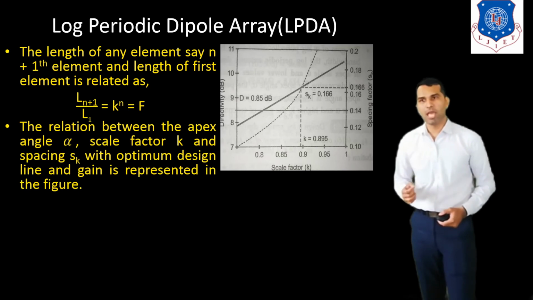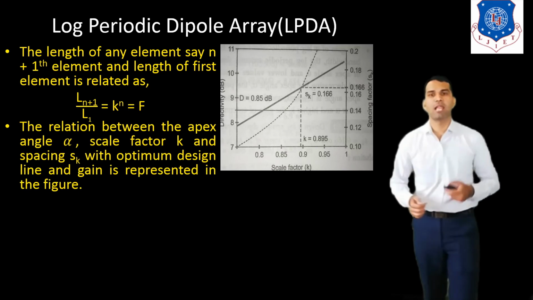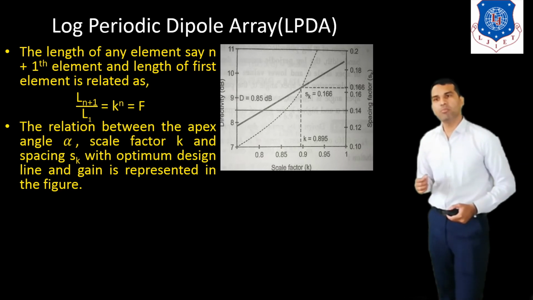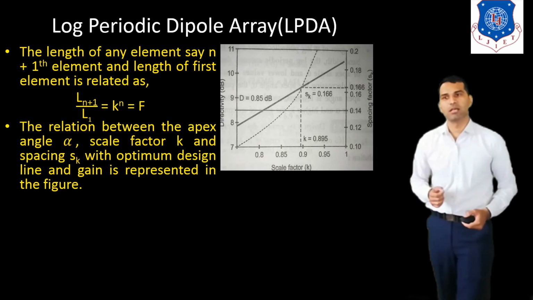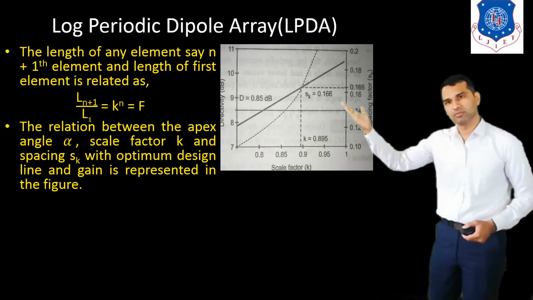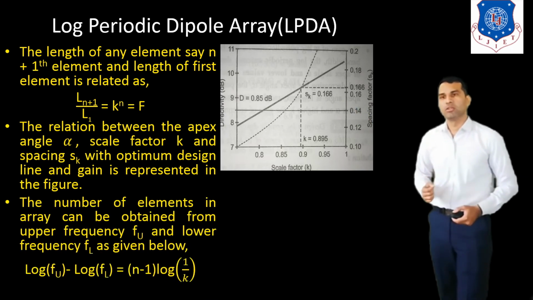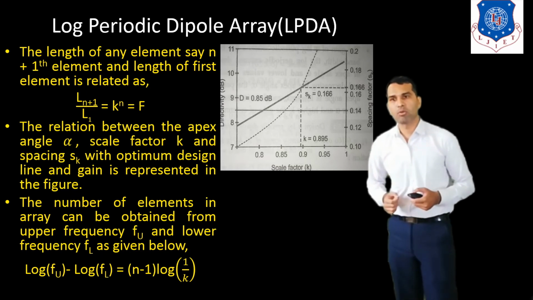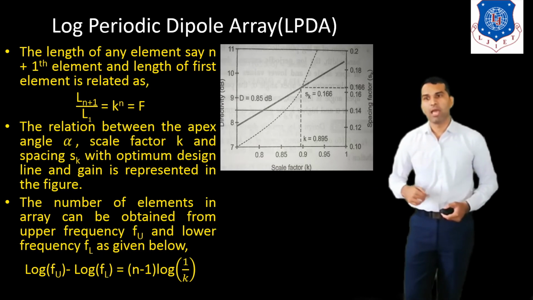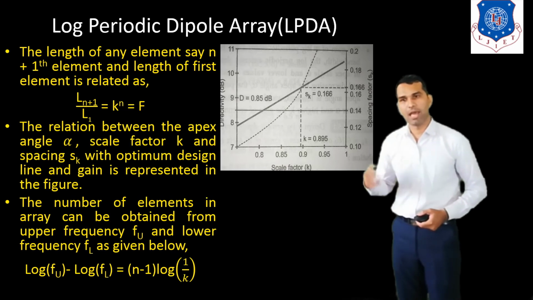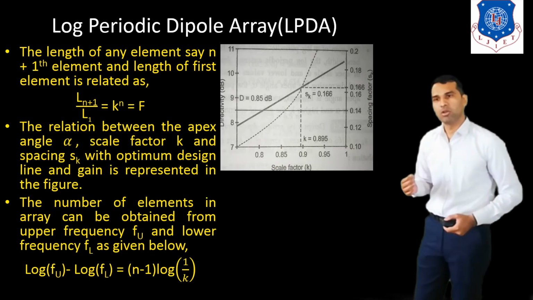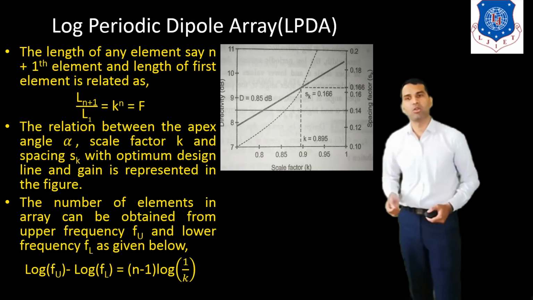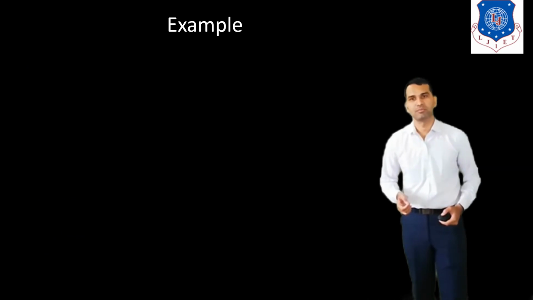The relation between the apex angle alpha, scale factor k, and the spacing sigma with optimum design line and the gain is represented in this figure. The number of elements in the array can be obtained from the upper frequency Fu and the lower frequency Fl as given below: log Fu minus log Fl is equal to (n minus 1) into log 1 by k.